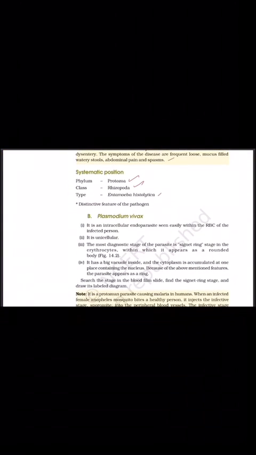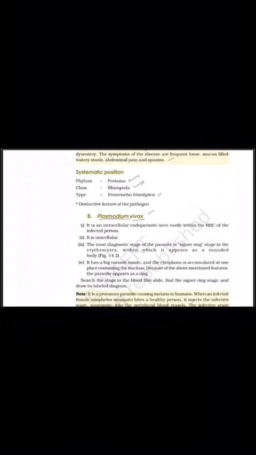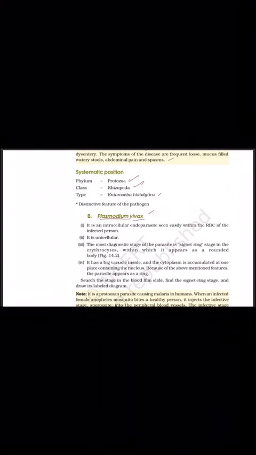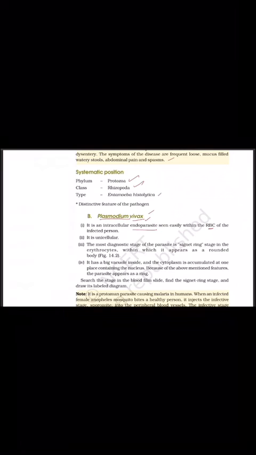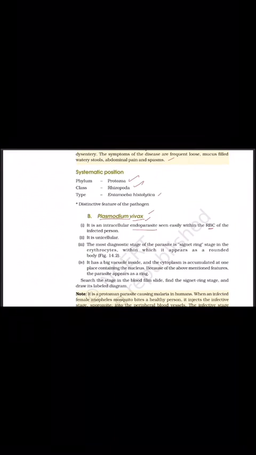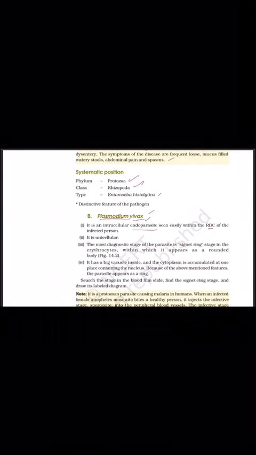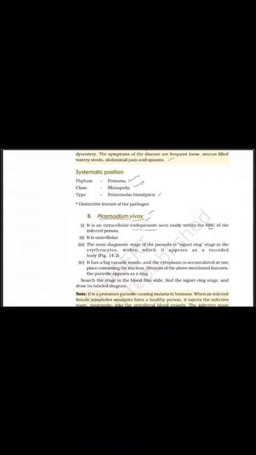Next, another slide we keep, that's Plasmodium vivax. I am sure the moment you hear this name, you go for the Plasmodium cycle or Ronald Ross cycle. So it is an intracellular endoparasite. Endo means inside. Seen easily within the RBC of the infected person. Remember, Plasmodium requires 2 hosts. One is the human being, another is the female Anopheles mosquito, to complete the life cycle. Of course, it is unicellular.